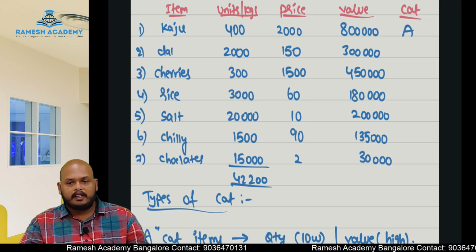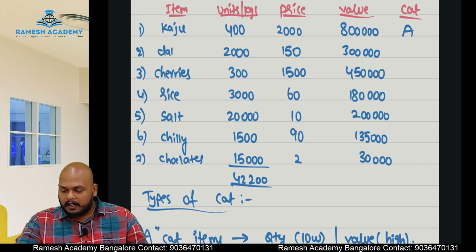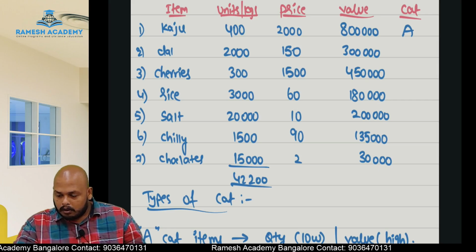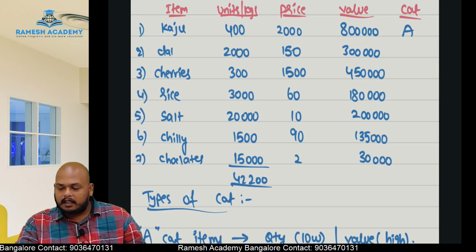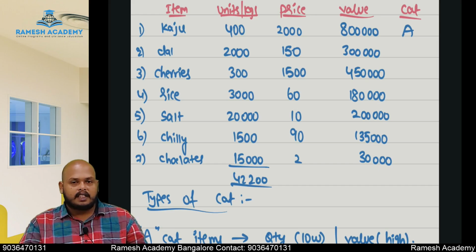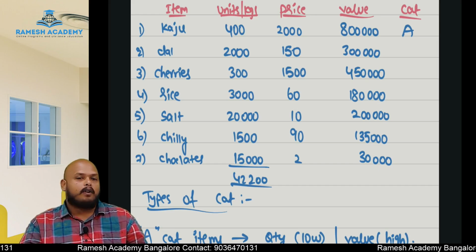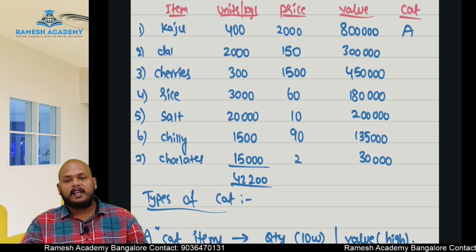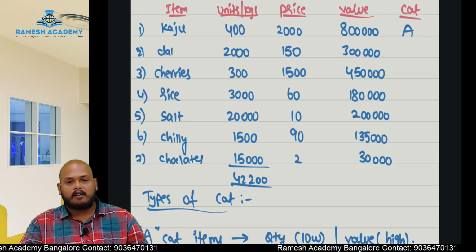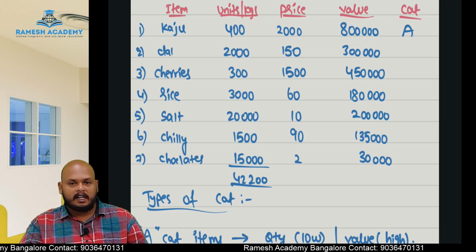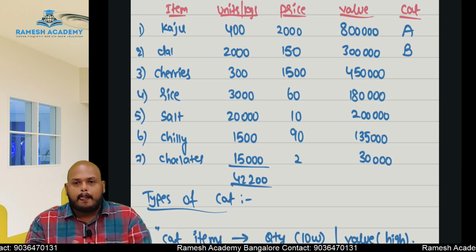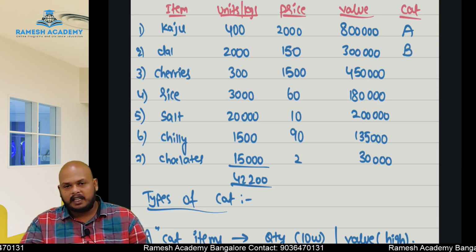Dal, you can see. How many kgs do we have? 2000 kgs. 2000 divided by 42,000 into 100. That is almost how much percentage? 4.5, 5%. Dal is accommodating 5% out of 100%. That is nothing but a moderate quantity they are holding. And the value is also moderate. How much is it coming? Around 150 rupees per kg. It is a moderate value. So this has been categorized as which category? B category.